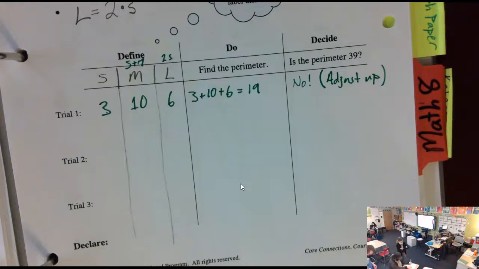So you went up to 6. So wait, if 6 was still too small, wasn't the medium side the small side plus 7? So I think our medium side might be tweaked up. No, your long side's good. We said the medium side is s plus 7. Yeah, I think that medium side needs a little tweak.